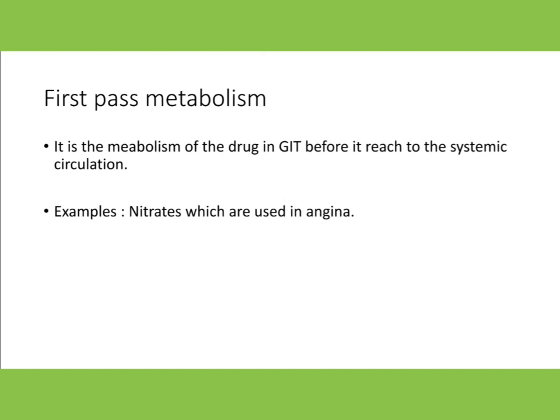There are some examples of drugs showing first pass metabolism, or first pass effect, like isosorbide dinitrate or glyceryl trinitrate, levodopa, alpha methyldopa, etc. So these drugs show a first pass effect. Nitrates are also used here.